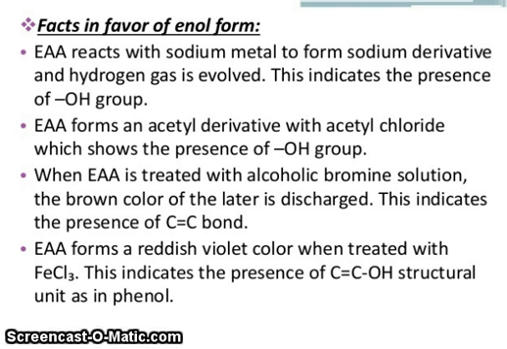Now, facts in favor of the enol form. Ethyl acetoacetate reacts with sodium metal to form a sodium derivative and hydrogen gas is evolved, and this indicates the presence of an OH group. It forms an acetyl derivative with acetyl chloride, which shows the presence of an OH group. When it is treated with alcoholic bromine solution, the brown color of the latter is discharged, and this indicates the presence of a carbon-carbon double bond. It forms a reddish violet color when treated with ferric chloride. This indicates the presence of a carbon-carbon double bond and OH structural unit as in phenol.